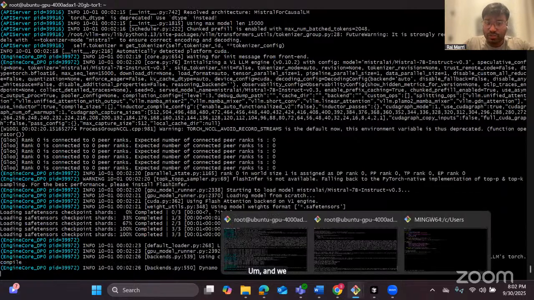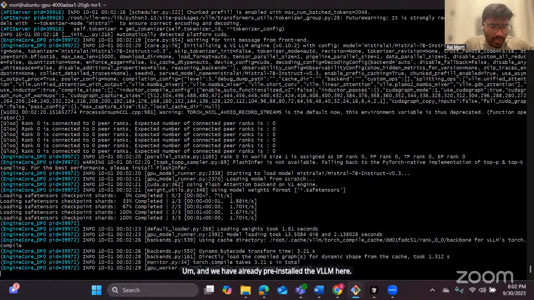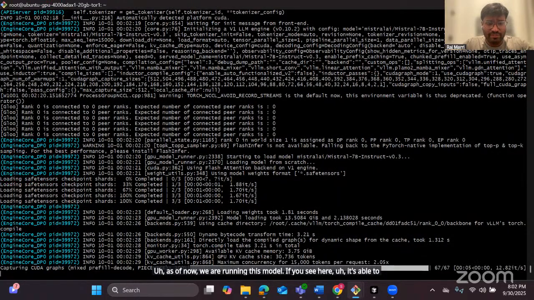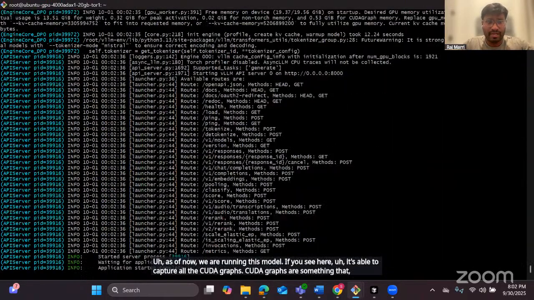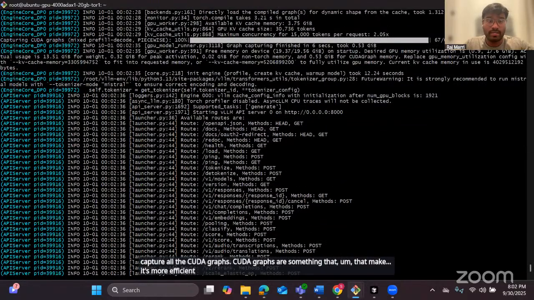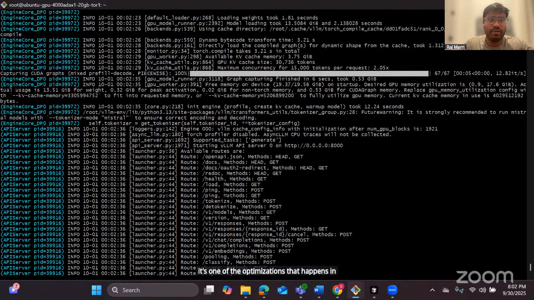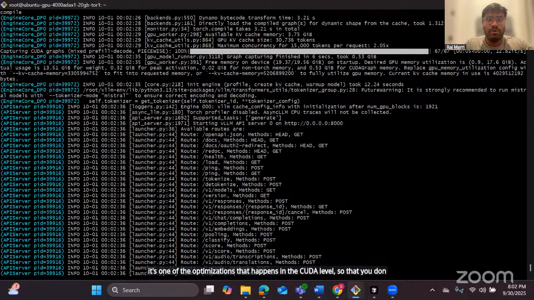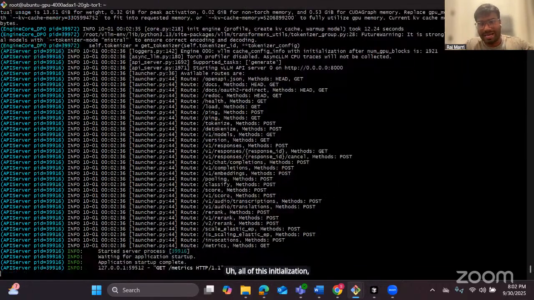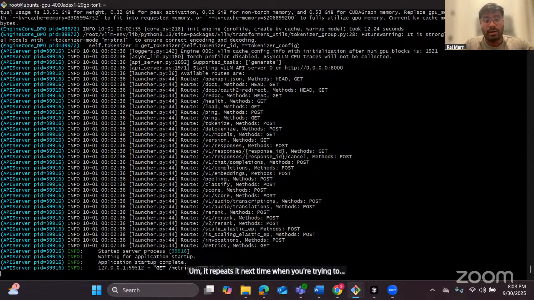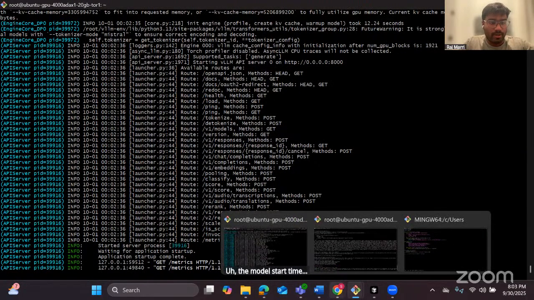We have already pre-installed vLLM here. As of now, we are running this model. If you see here, it's able to capture all the CUDA graphs. CUDA graphs make it more efficient to create this initialization as a graph. It's one of the optimizations that happens at the CUDA level, so that you don't have to redo all of the initialization of how the model loading is happening. It's more of a DAG that it creates, so that it just repeats it next time you run it. That way, you're saving the model start time and all of those.